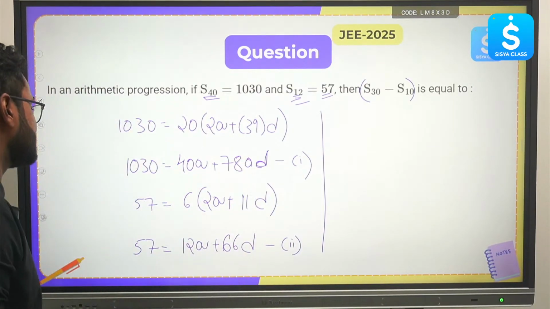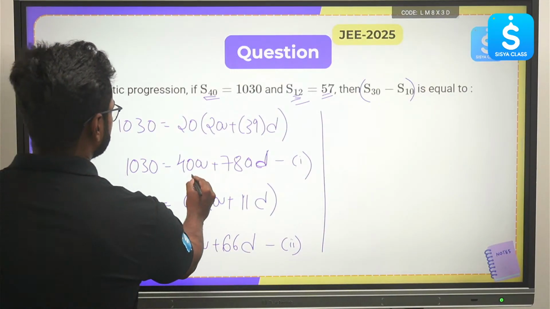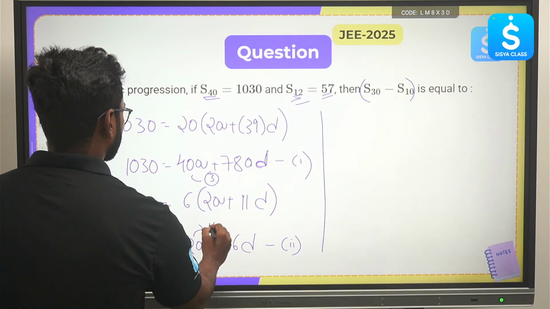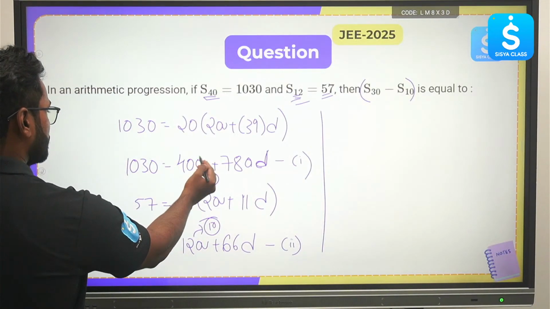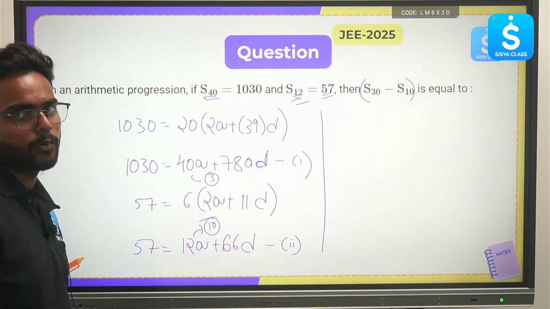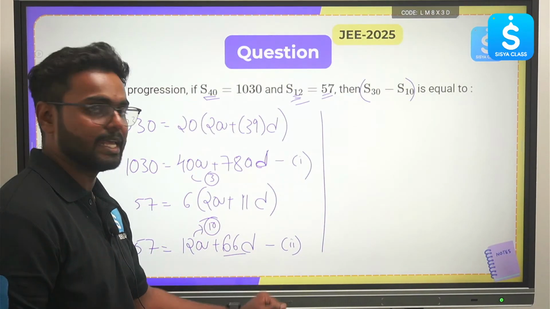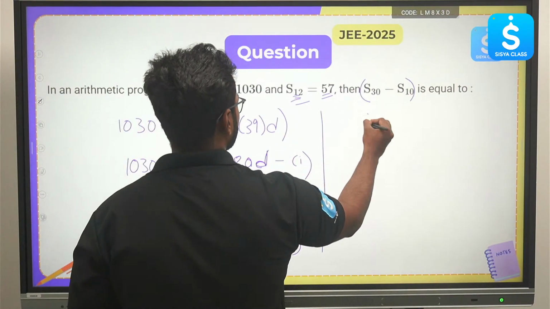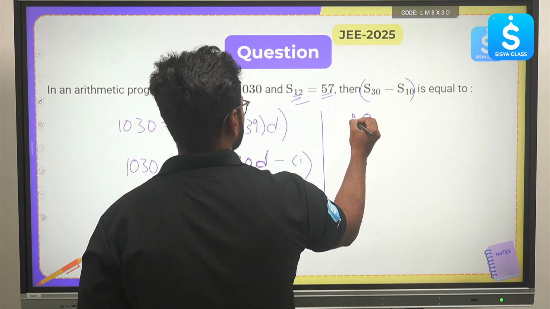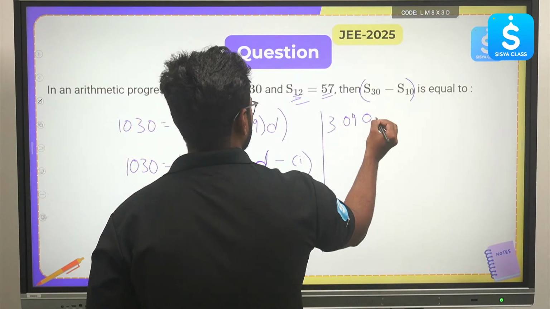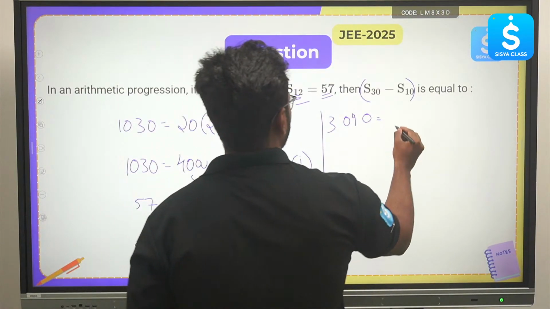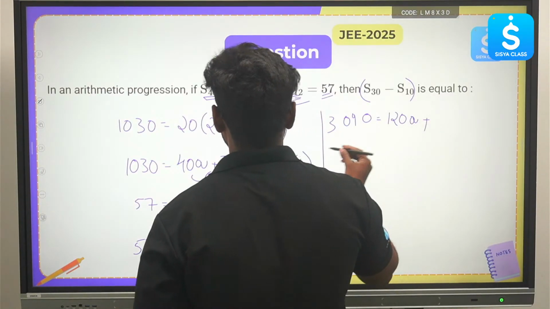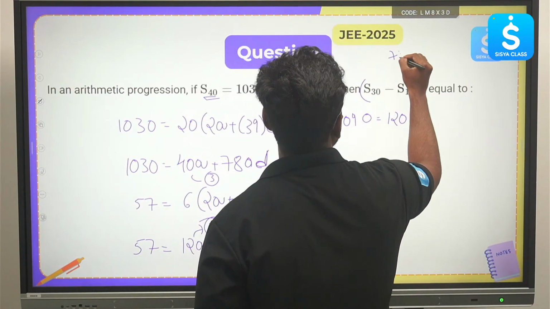How can you cancel this thing? If you multiply this by 3 and if you multiply this by 10, 40 would be 120 and 12 would be 120. We can get the value of d. Let's try solving that. Let's multiply the first equation with 3. 3090 is equal to 120a plus 780 into 3.